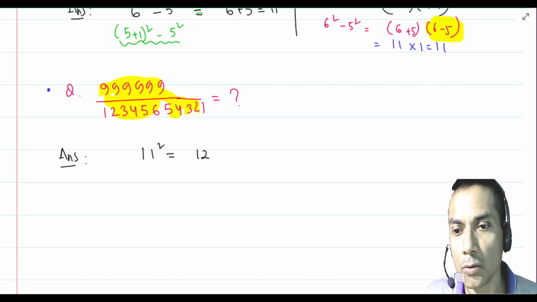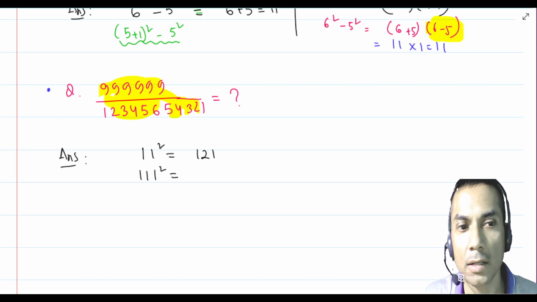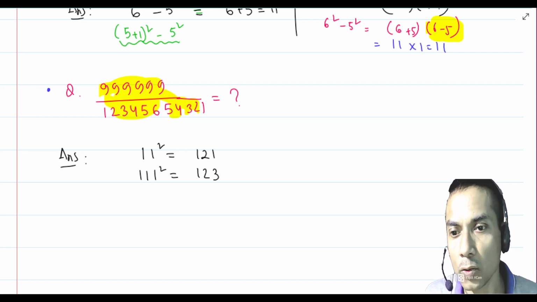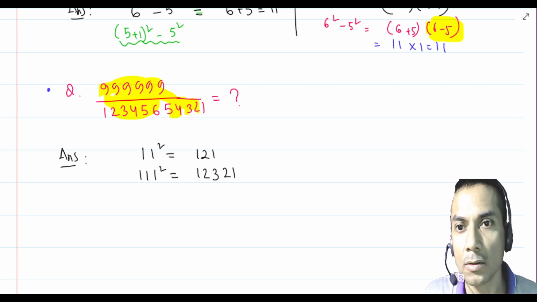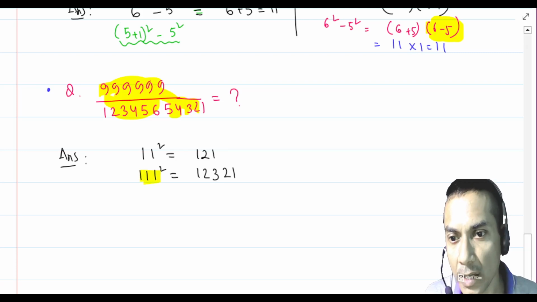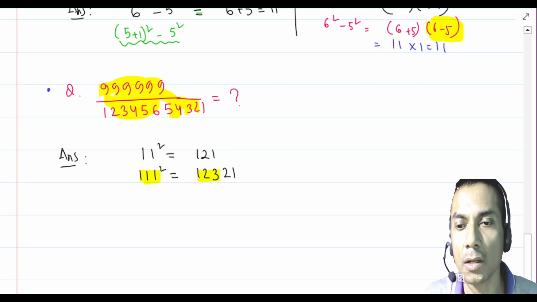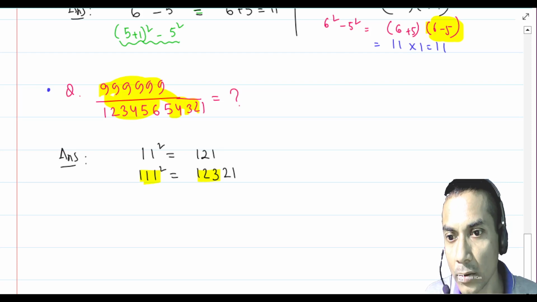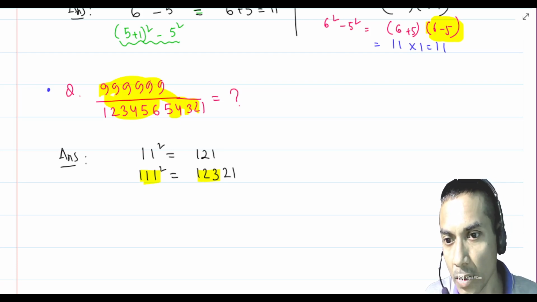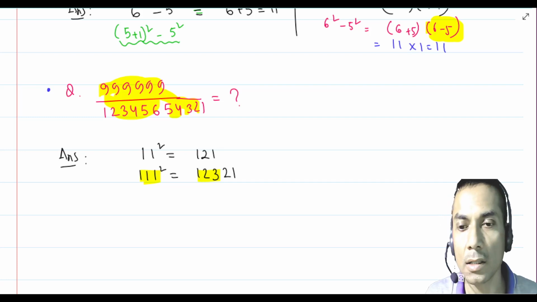11 square is equal to 121. Then if it is 111 square, the value will be 1, 2, 3, 2, 1. Remember this. How many ones are there? You just put the values 1, 2, 3. Then the middle value remains 3, and it will replicate, meaning the mirror of 2, 1. 1, 2, 3, 2, 1. Clear?